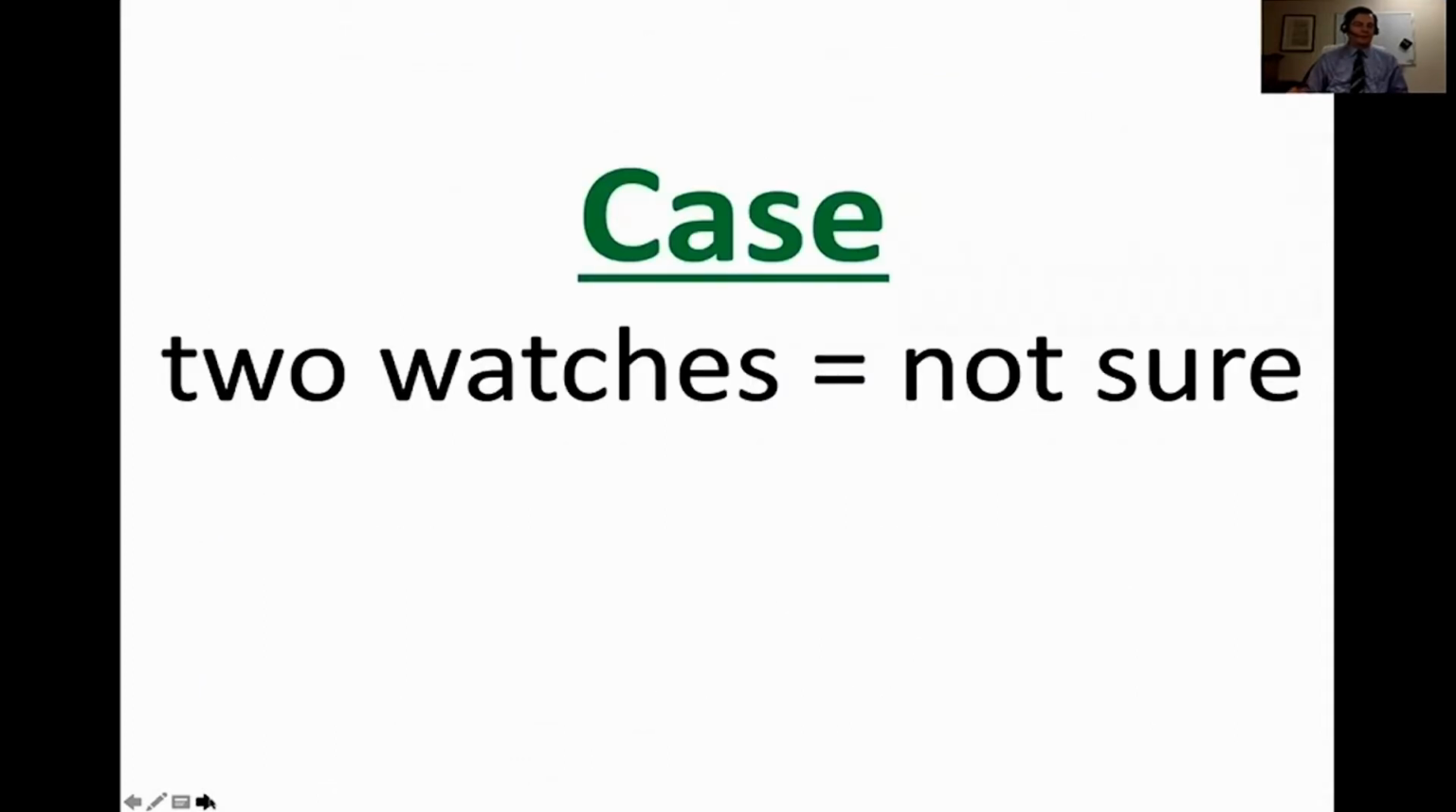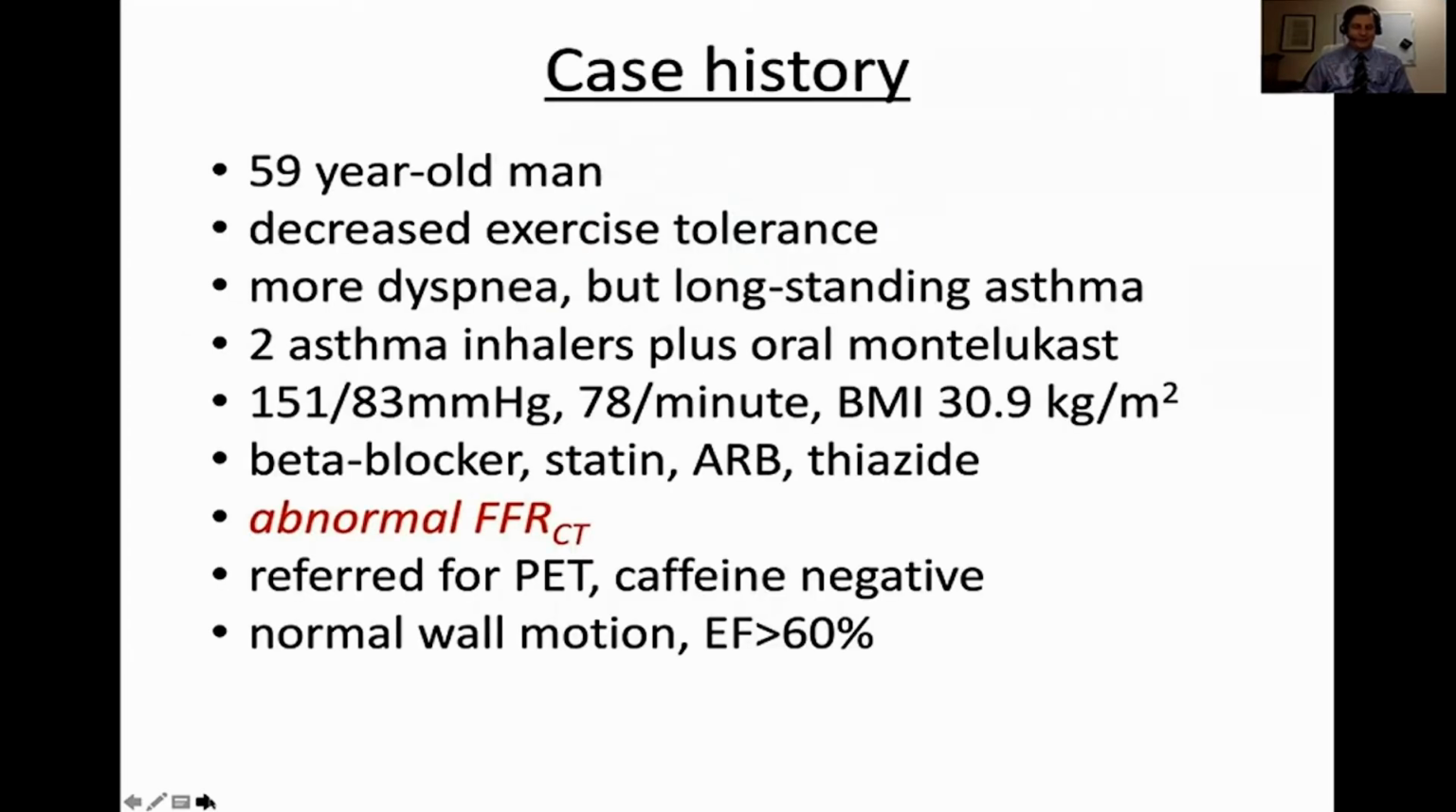I want to start off with a case, and you probably heard that old joke about the person who has one watch always knows the time, but a person who has two watches is never sure. And that's sometimes the case when you do multiple tests on the same patient. This man was 59 years old and had a decreasing exercise tolerance and more dyspnea, but there's a fairly long-standing history of asthma. You can see it was treated with a few inhalers and oral agents. Also obese, BMI over 30, and a little bit hypertensive when the patient came for the PET scan.